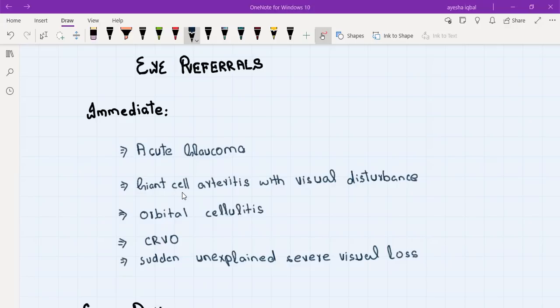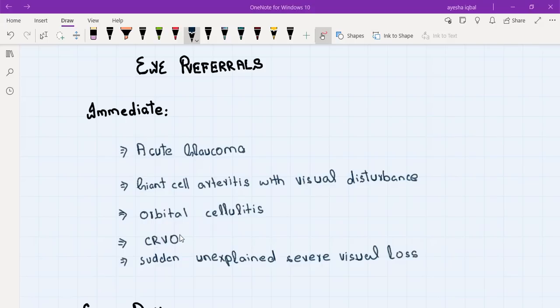The second one is giant cell arteritis with visual disturbance. Giant cell arteritis with visual disturbance can lead to permanent visual loss. That's why it also needs to be referred immediately to the ophthalmologist for administration of steroids. Then orbital cellulitis, one of the most severe eye infections, can also lead to blindness and can also spread intracranially, causing cavernous sinus thrombosis. So any patient presenting with orbital cellulitis to the GP needs to be referred to the hospital immediately for IV antibiotics.